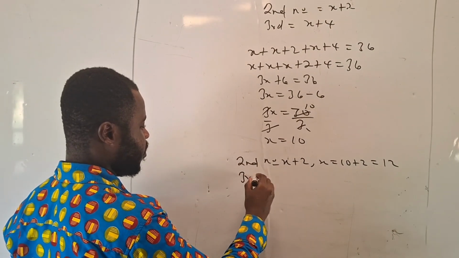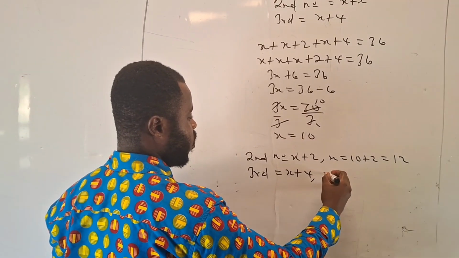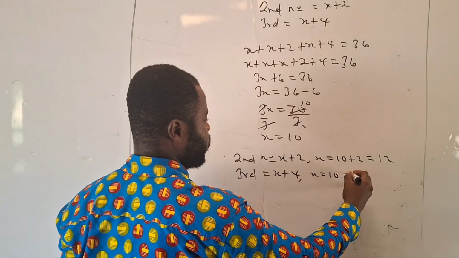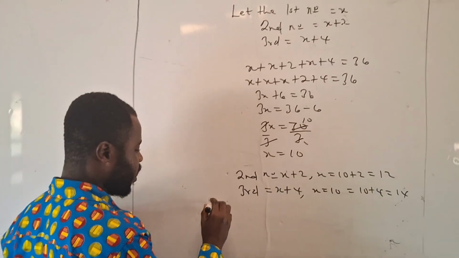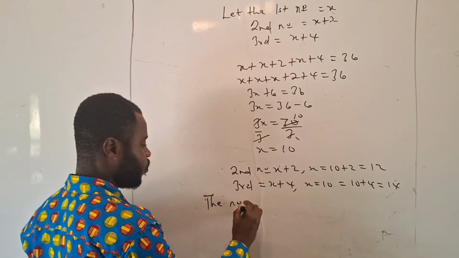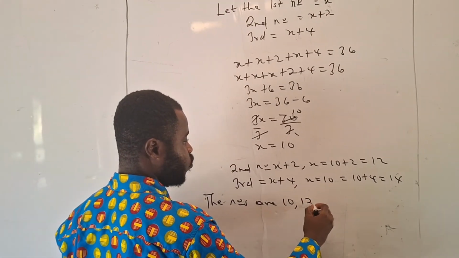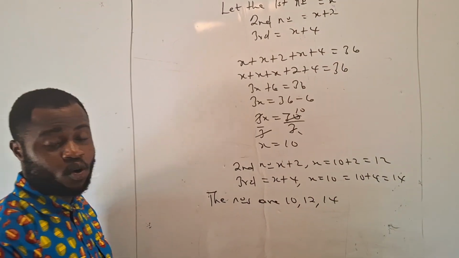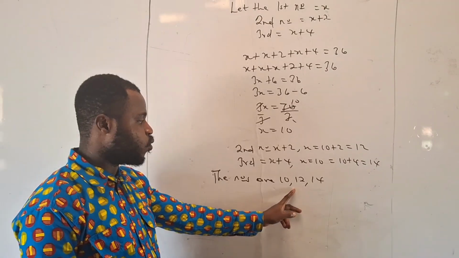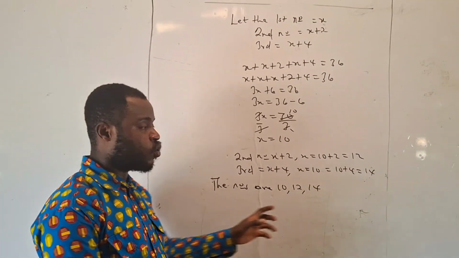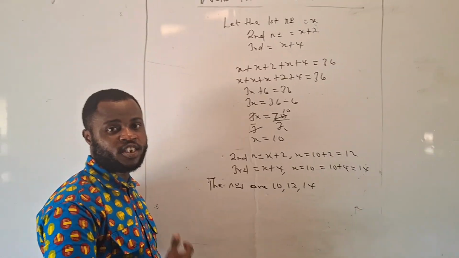Then the third number will be x plus what? 4. And we know our x is equal to what? 10. Which will give us 10 plus 4, which will be equal to what? 14. So the numbers are 10, 12, and 14. Are they consecutive? Yes. Because from 10, we go to 12, then we go to 14. So we can use the same idea to solve when they say consecutive odd numbers.